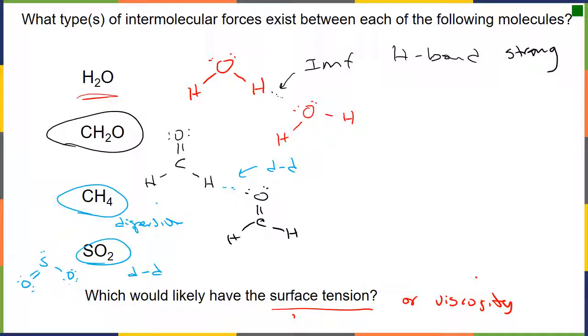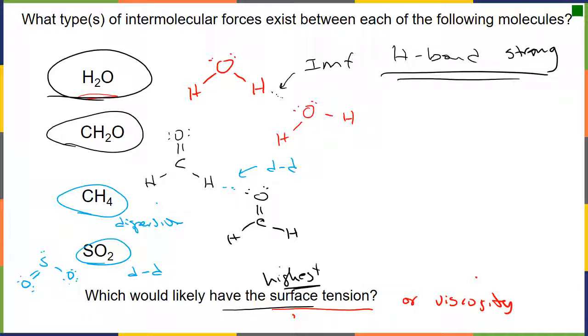So if we ask the question, which of these is going to have the highest or greatest surface tension, it is going to be water. Why? Because it has hydrogen bonding. It is going to stick the best, it's going to have the largest net pull down, and it's going to be most difficult to break or flatten this surface.